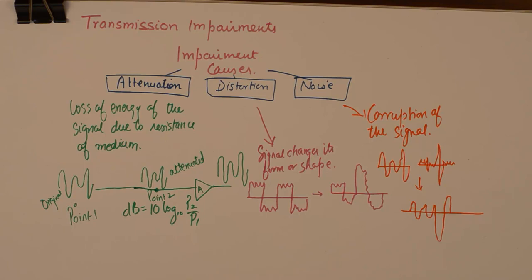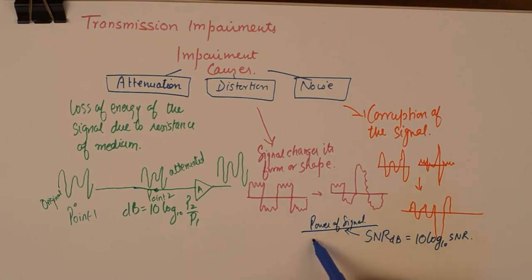And an important parameter is signal to noise ratio, and it is expressed in dB, which is 10 log SNR, and signal to noise ratio being the power of signal at a received point upon the power of noise. So the ratio of received power upon received noise gives us SNR, and when expressed in decibels, it is the signal to noise ratio expressed in decibel. A high value of SNR means the signal is less corrupted by noise, so we want this value to be as high as possible.